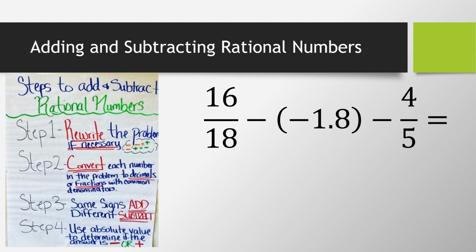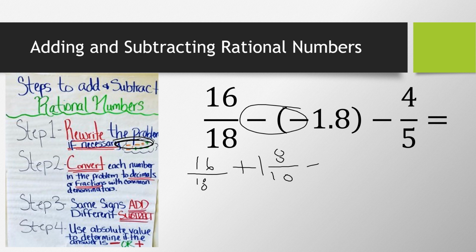So for this problem, we have 16 over 18 minus negative 1 and 8/10 minus 4/5. So I'm going to go ahead and rewrite the problem. I'm going to turn everything to fractions as well. So I have 16 over 18. Look, minus negative. If you look at step 1, you know if you have minus a negative, that's turned to a positive. Plus 1 and 8/10. So instead of writing 1.8, I'm going to go ahead and write 1 and 8/10. Minus 4/5. So I have 16 over 18 plus 1 and 8/10 minus 4/5.